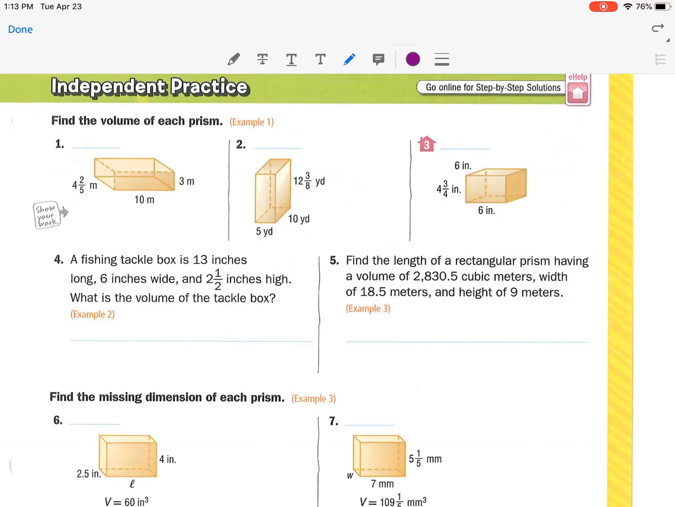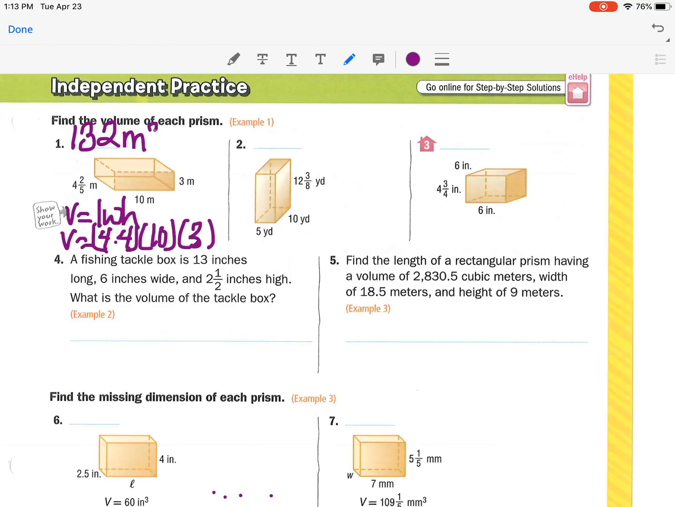So we're going to go ahead and do V equals length times width times height, and our V equals 4.4 times 10 times 3. And so when I take 4.4 times 10 times 3, I'm going to get 132 meters cubed. Make sure you have that cube on there, otherwise it's going to be wrong. Okay? All right, let's take a look at this one.